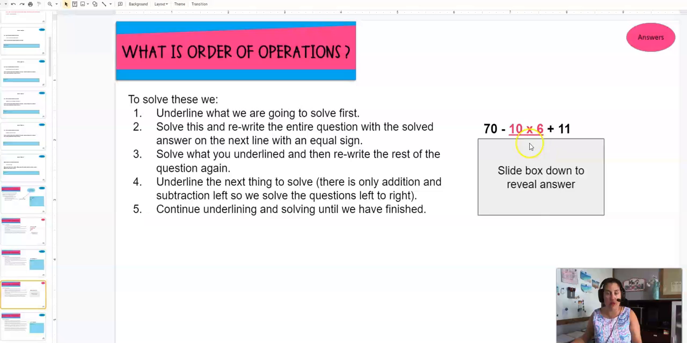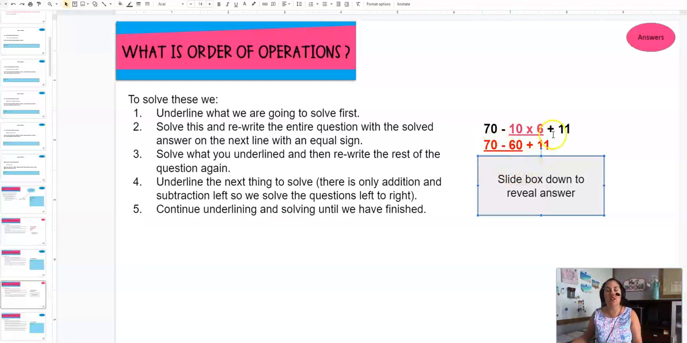Well, if you're following along, let's go through the steps together. So I underline 10 times 6 because that's my multiplication sentence. That means I'm solving it first. So 10 times 6 I know is 60. So I'm going to slide this down just a wee bit. So 10 times 6 is 60. So I put that 60 in the same place that I had it before, in that same spot where that question was. Now I'm going to rewrite the rest of the entire question. So 70 minus, and then plus 11 goes at the end.